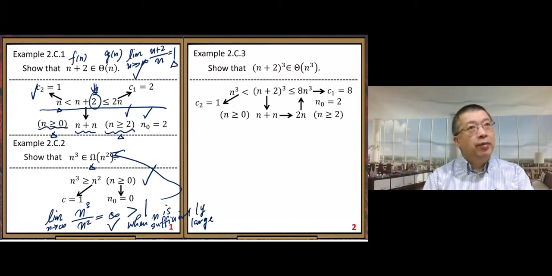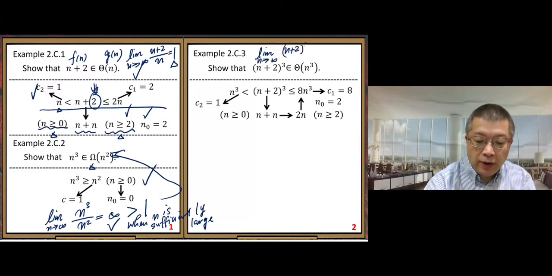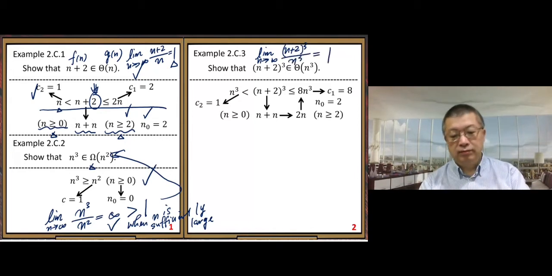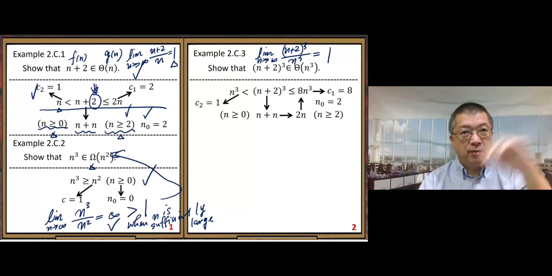But you can also use the limit way to solve it. The limit way: this time, (n plus 2) cubed over n cubed. Can you find that it equals 1? The limit equals 1. Then big theta. Easier than the definition way. All right, so that's number 3.